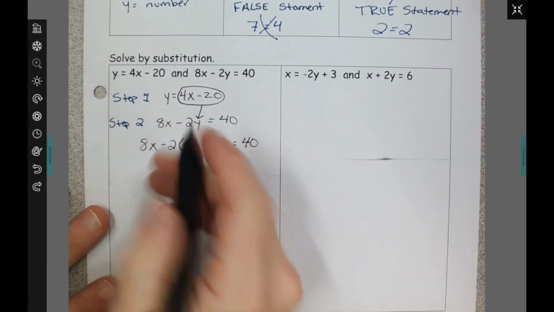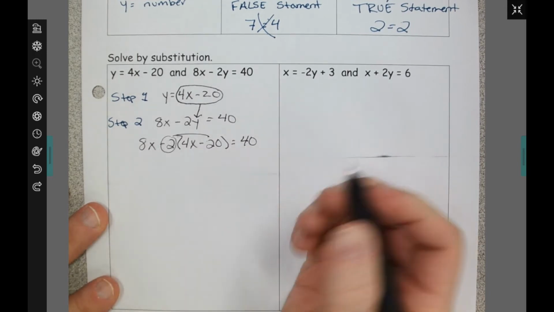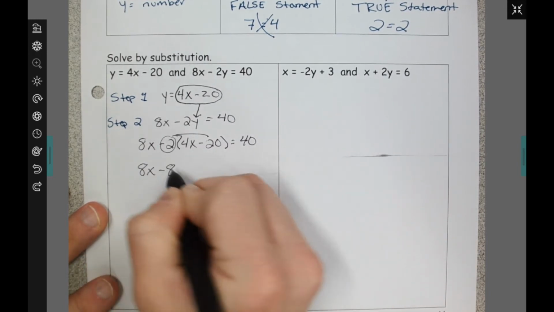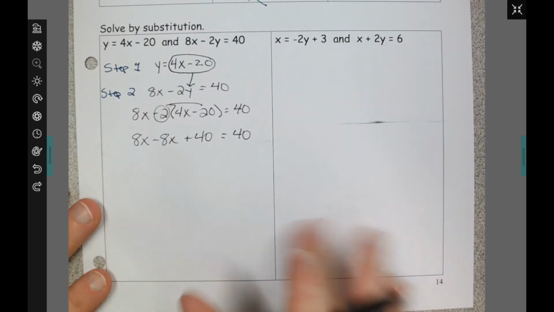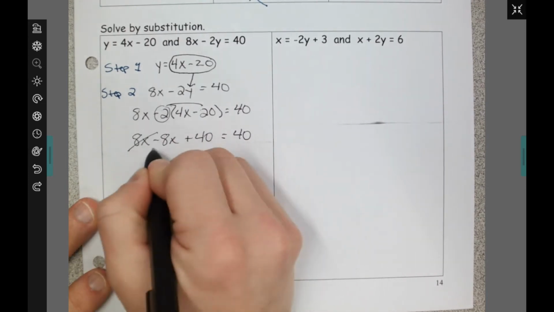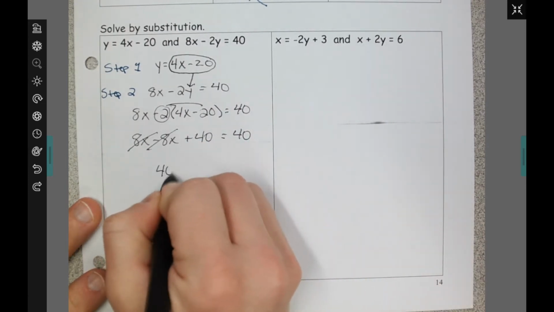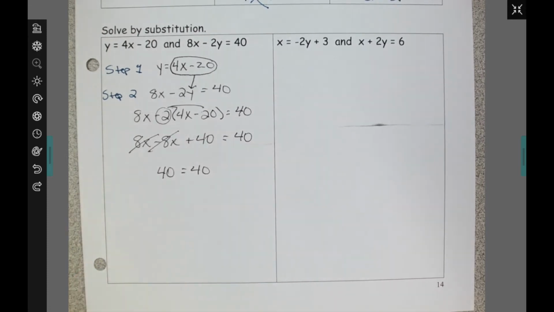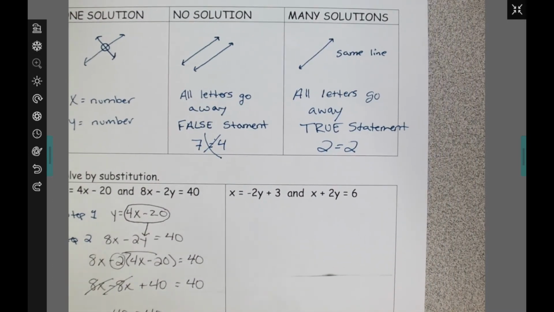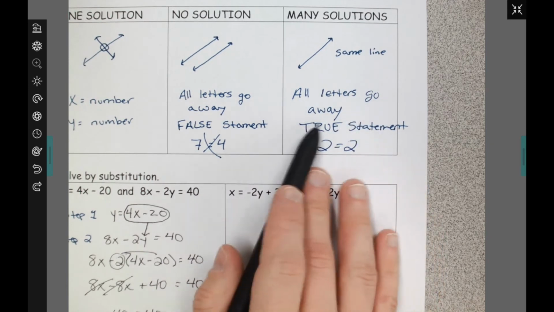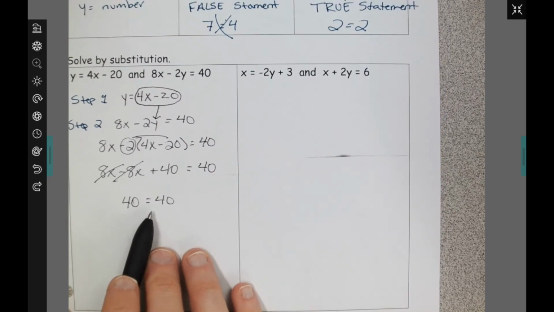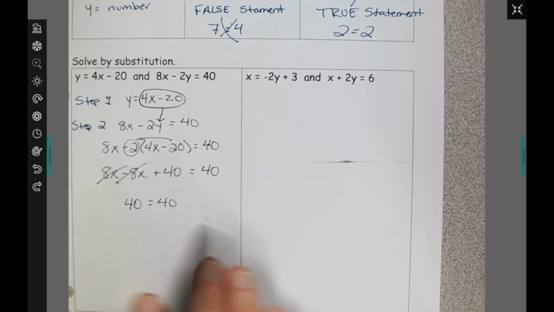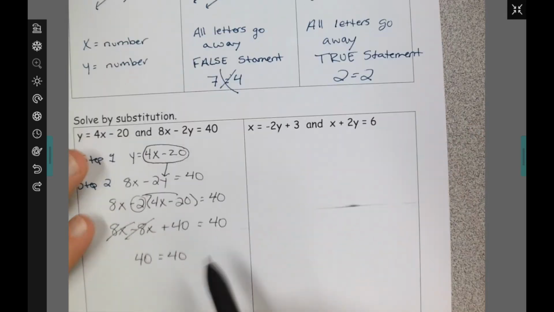Okay, from here, we know we distribute. So I distribute the negative 2 in. Gives me 8x minus 8x plus 40 equals 40. Left-hand side, combine your like terms, 8x minus 8x, gone. Okay, so we are just left with 40 equals 40. This is when the alarms have to go off in your head. You notice that all the letters went away. So we come up here. All letters go away. If all the letters go away, we look, is it a false or a true statement? In this case, I have 40 equals 40. You ask yourself, does 40 equal 40? Is that true? Absolutely it is. So we're going to go with many solutions.